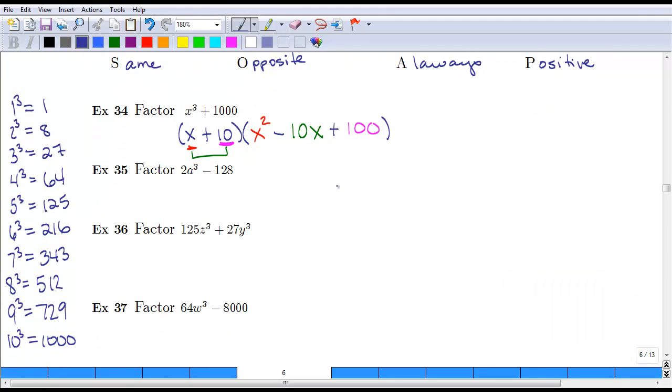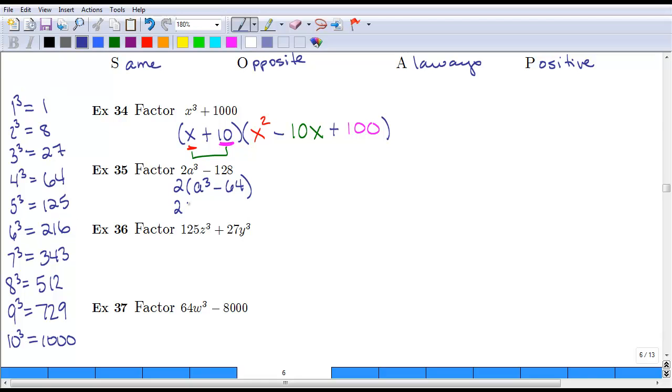So let's try another example. In this case, again, you always want to take out the greatest common factor if possible. In this case, there is one, and it is 2. And then you are left with a cubed minus 64, which is good because 128 was not a perfect cube. So when you factor out that 2, you are left with 64, which is a perfect cube of 4.